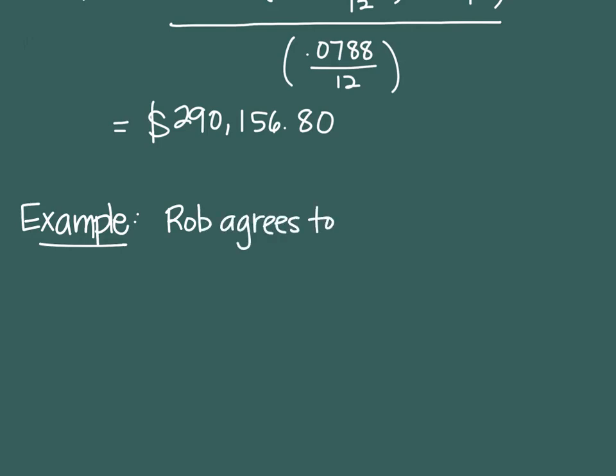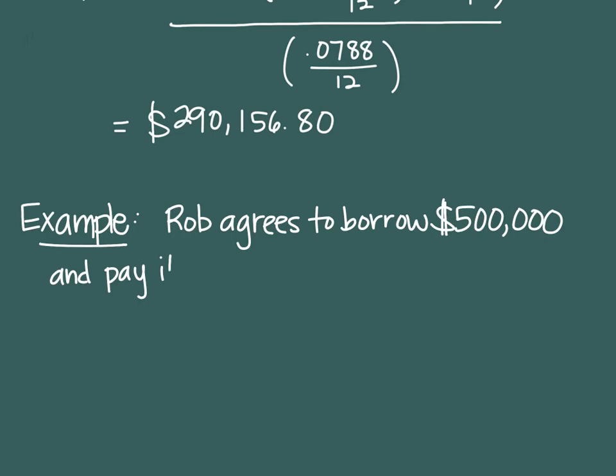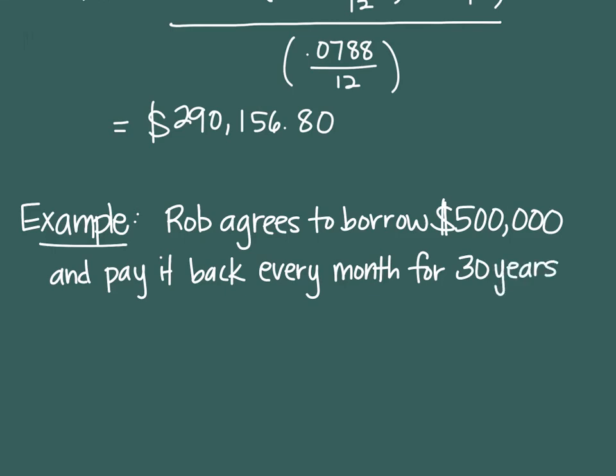Okay, Rob agrees to borrow. He needs $500,000. Okay, he wants to buy a house. So Rob agrees to borrow $500,000 and pay it back every month for 30 years, which is a very normal loan amount. Okay, it's all in the percentage, 3.75%. What will his monthly payments be?